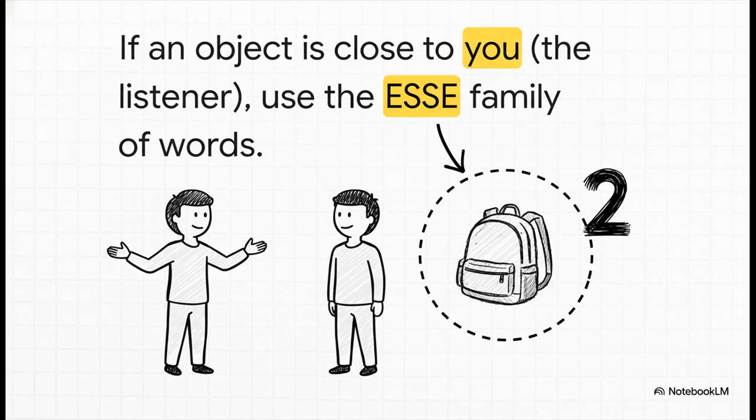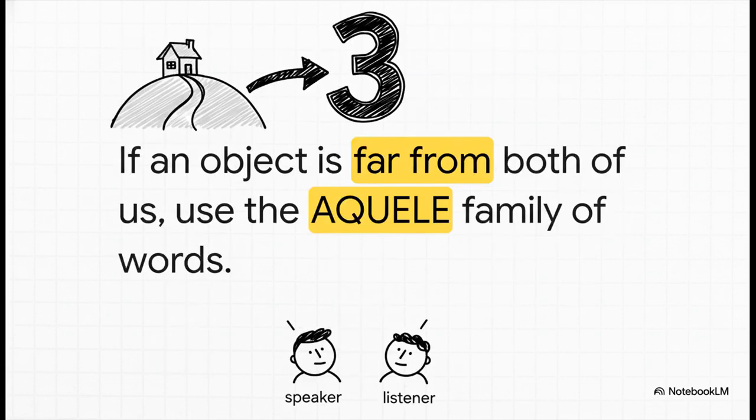All right, now let's move to zone 2. This is the you zone. If an object is over there, near you, the person I'm talking to, then I switch gears and use the esse family. That book on your shelf, or that chair you're sitting in. Esse.